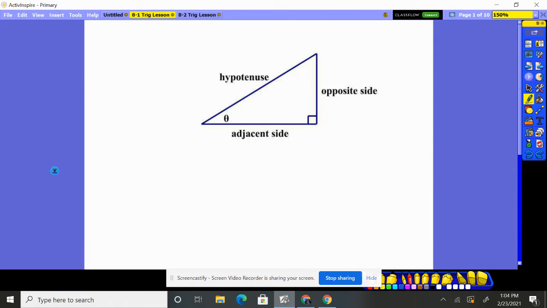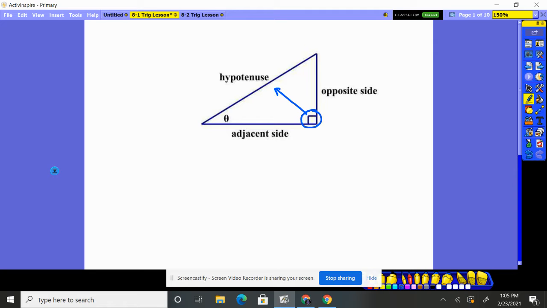All right, we want to look at right triangles. Now, the first thing that we're going to look at here is in a right triangle, we know from middle school mathematics that the hypotenuse is always across from the right angle, and it's also always going to be the longest leg.